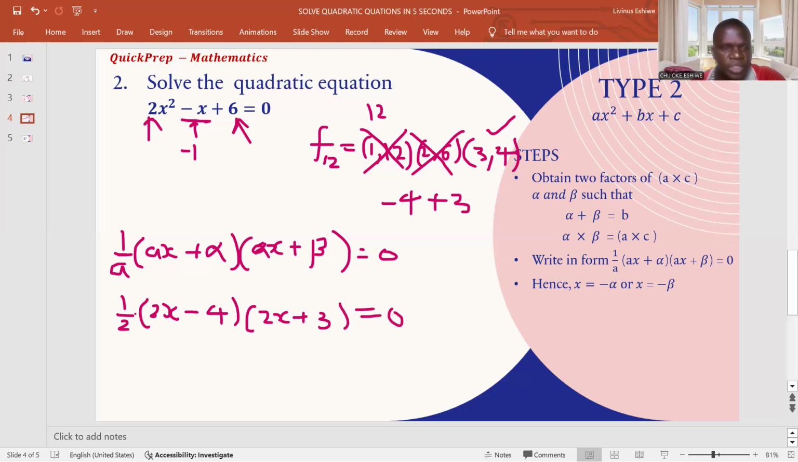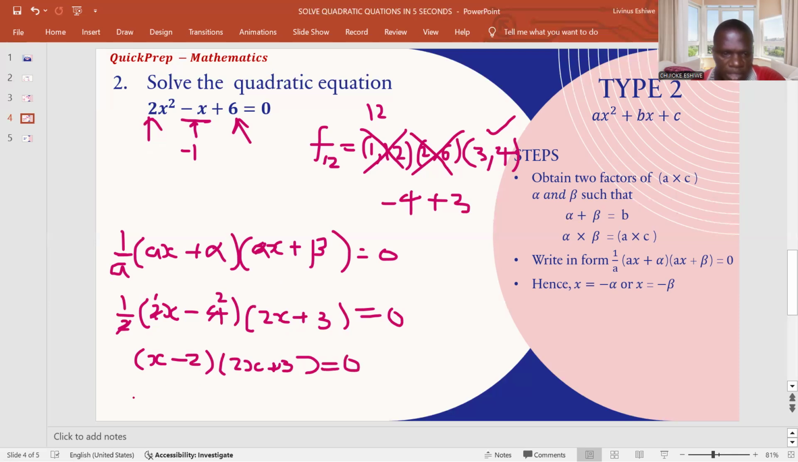Now, you notice clearly that 2 can actually go into this and this, but cannot go into this. So we actually just divide this. 2 into this will give me 1. 2 into this will definitely give me 2. So finally, I will be having something like this: x minus 2, and again, I have 2x plus 3 equal to 0.